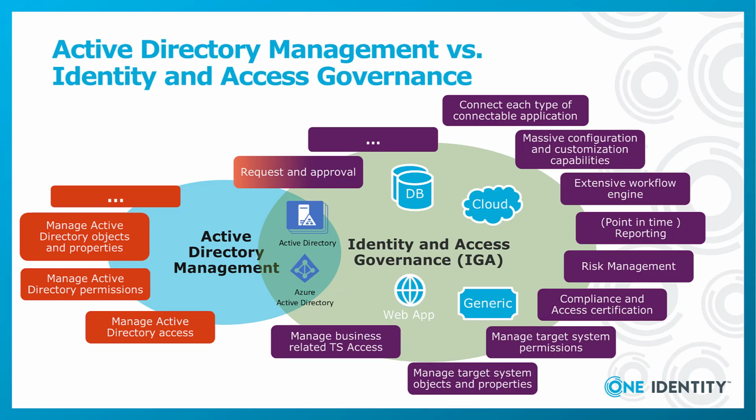Joiner-mover-leaver processes, as we have learned, exist in both systems. And of course, in the solution world of One Identity there exist as well some request and approval processes in both systems. However, we talked about Active Directory management and identity and access governance, and in the world of One Identity, we talked also about Active Roles on the left-hand side and Identity Manager on the right-hand side of the slide.